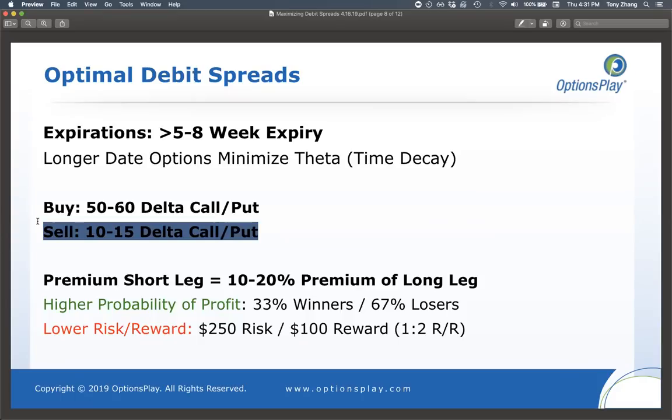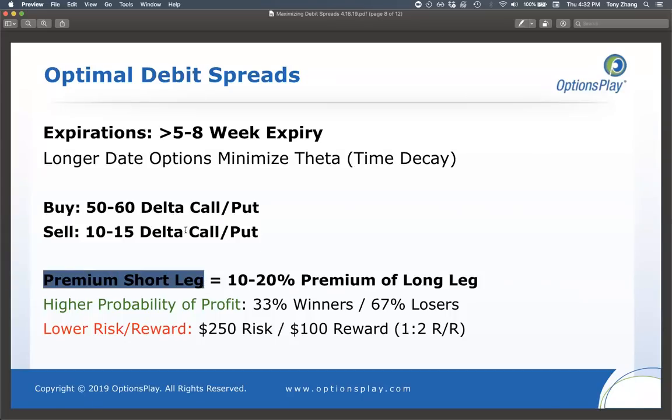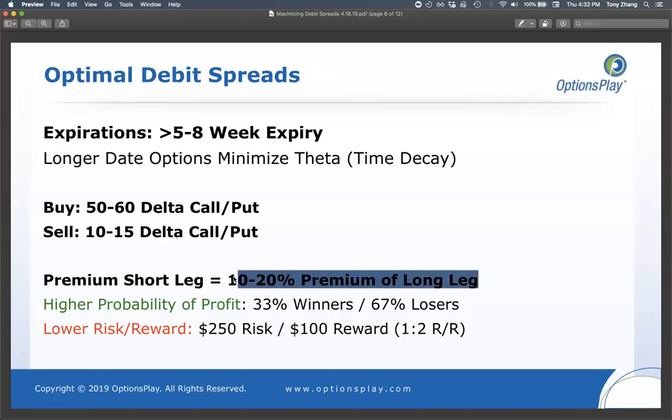And lastly, once you use this type of setup, where you're buying about a month and a half to 2 month out option, buying a 50 to 60 delta call or put and selling a 10 to 15 delta put against that, what you're generally going to find is that the premium of the short leg, meaning the amount of money that you receive by selling that 10 to 15 delta call or put, will roughly be around 10 to 20% of the long leg.